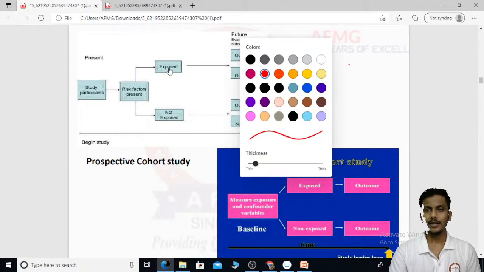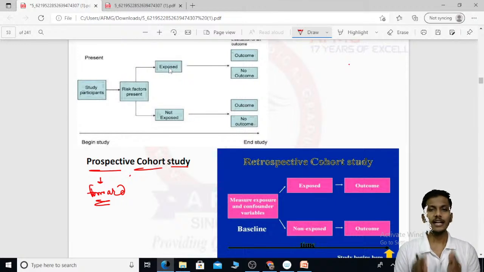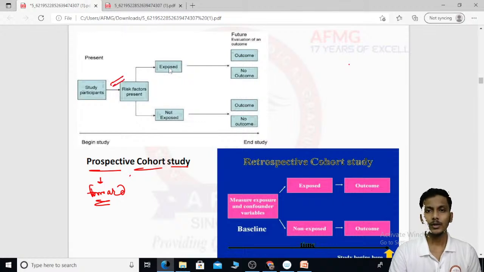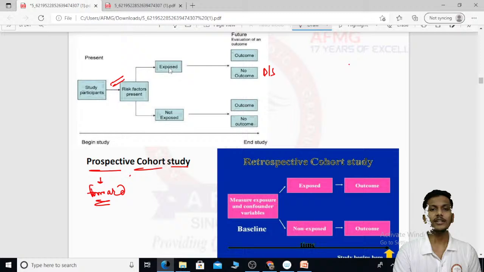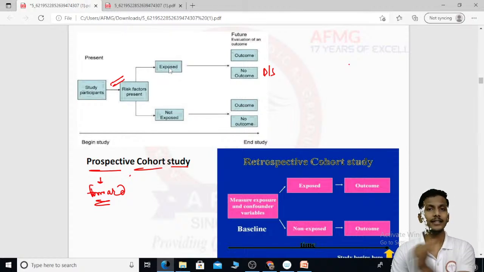The first image that you can see over here, please remember guys, is your prospective cohort study. What do we mean by prospective? Prospective means a forward looking study, when we go from risk factors towards the disease. Whenever we go from risk factor towards a disease, that is known as a prospective or forward looking study. In a prospective cohort we go from risk factors to a disease, or from exposure to an outcome, or from cause to an effect.